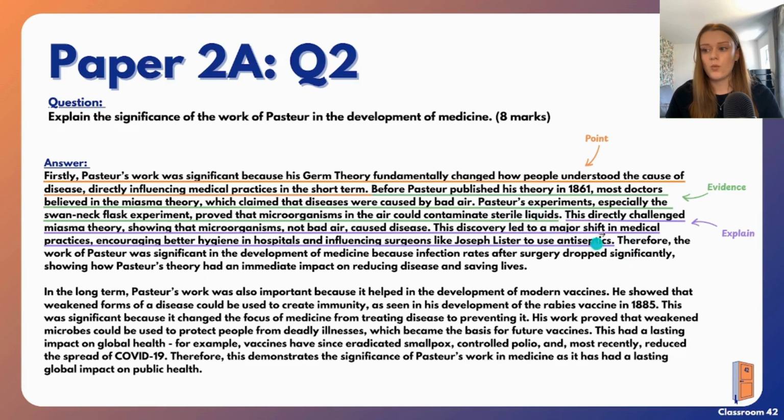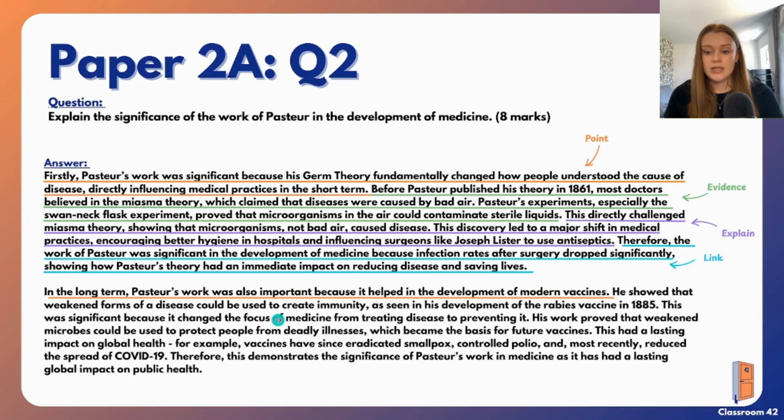Then we're going to explain why this was significant. So this directly challenged the miasma theory, showing that microorganisms, not bad air, cause disease. This discovery led to a major shift in medical practices, encouraging better hygiene in hospitals and influencing surgeons like Joseph Lister to use antiseptics, so showing why it was significant in the short term. And then we're just linking it back to the question and rounding up our paragraph. Therefore, the work of Pasteur was significant in the development of medicine because infection rates after surgery dropped significantly, showing how Pasteur's theory had an immediate impact on reducing disease and saving lives.